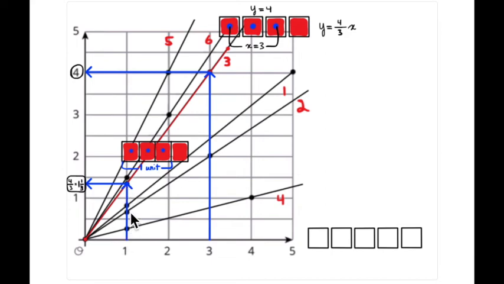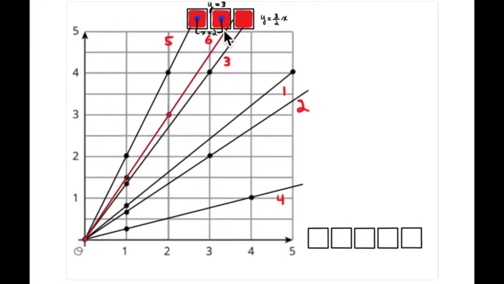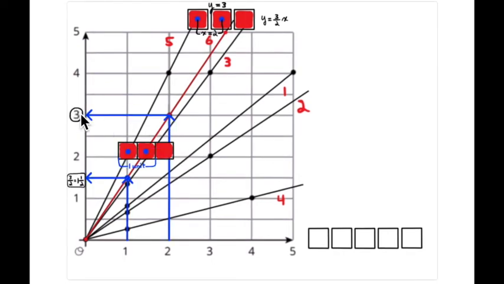So now we're going up, getting paid more money each time the slant gets steeper. 4/3 of a dollar per hour, $4 for working 3 hours. This is $3 for working 2 hours. So y is 3, and x is 2. So right here, $3 for working 2 hours is the same as getting paid $1.50 per 1 hour. So this is 3/2, so this is $1.50 per 1 hour.